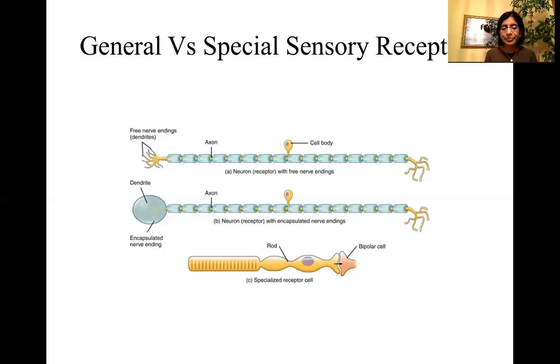Now, let's talk about a specialized sensory receptor. Note here that it is a bipolar neuron. Here is a cell body, an extension on this side, another extension here. So this entire structure is one cell body with one extension here, one extension here.